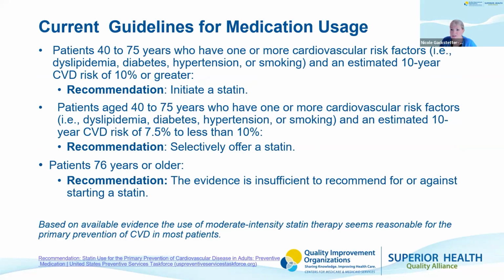Current guidelines for medication usage in patients at risk of cardiovascular disease are as follows. For patients aged 40 to 75 years with one or more cardiovascular risk factors, such as dyslipidemia, diabetes, hypertension, or smoking, and an estimated 10-year CVD risk of 10% or greater, it's recommended to initiate a statin. For patients in the same age group, but with a 10-year CVD risk of 7.5% to less than 10%, the recommendation is to selectively offer a statin.